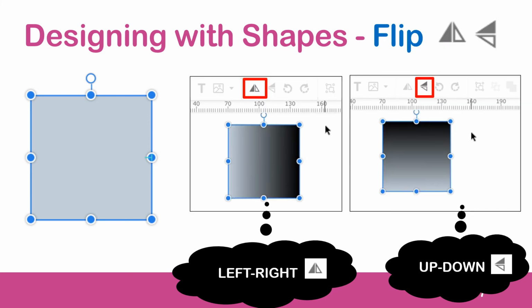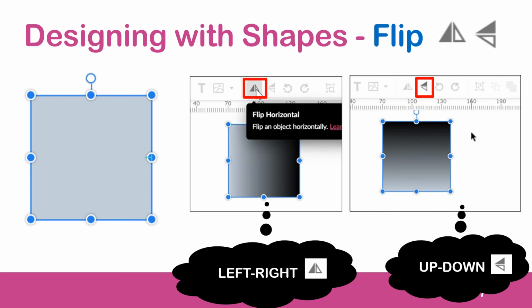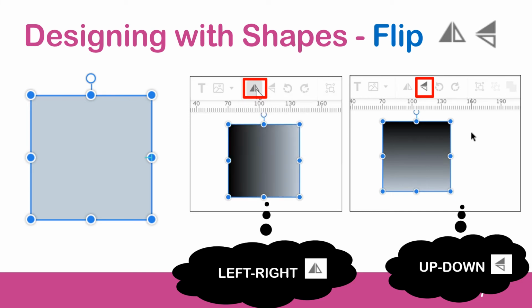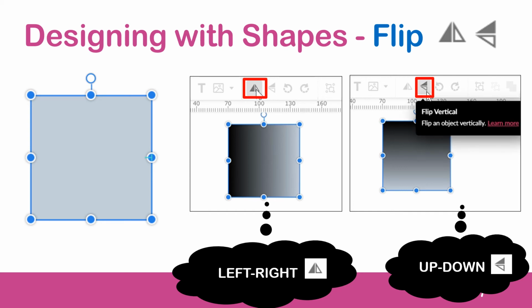You can also flip your shapes or mirror them left-right horizontally or up-down vertically. To do a left-right or horizontal flip, click onto the triangle button on your toolbar that says Flip Horizontal. To do a vertical up-down flip, simply click onto the other triangle button that shows the triangle tool tilted sideways.